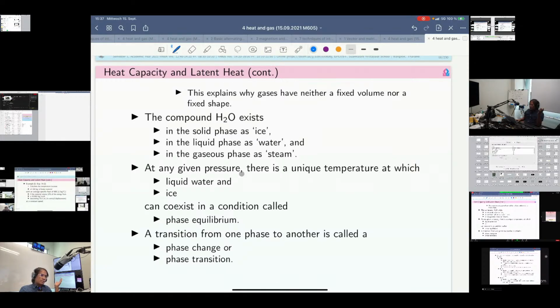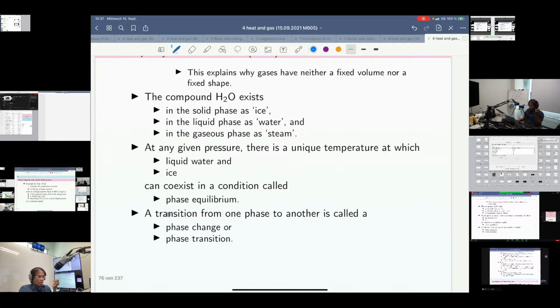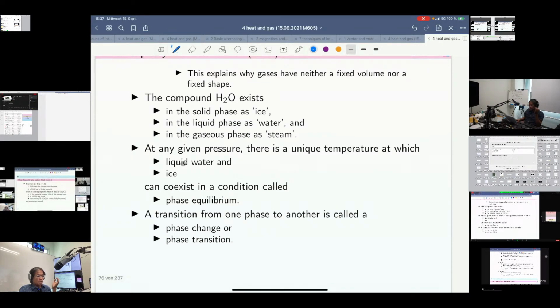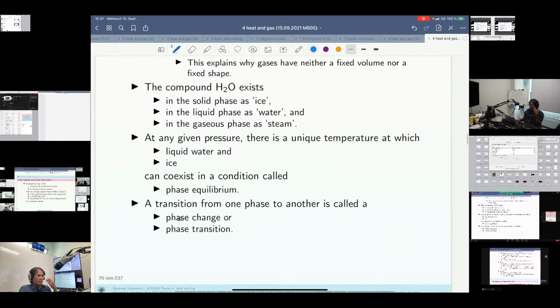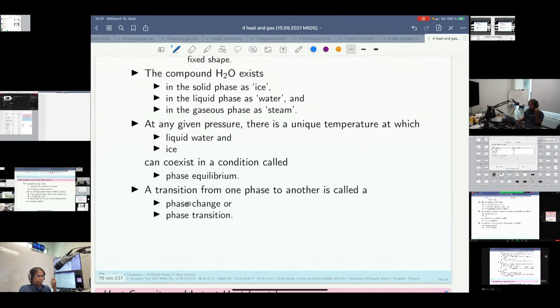At any given pressure, there is a unique temperature at which liquid water and ice can coexist in a condition called a phase equilibrium. In some situations, liquid water and ice can stay together. A transition from one phase to another is called a phase change or phase transition, but we will have more specific names for that. It depends on which state to which state.